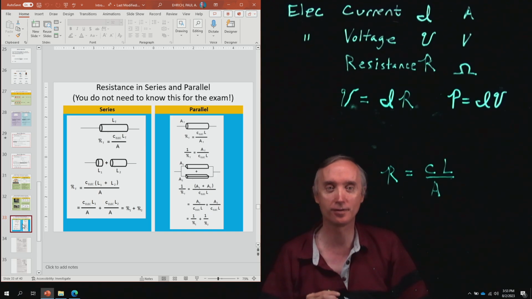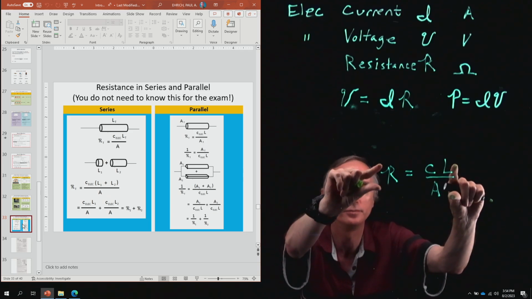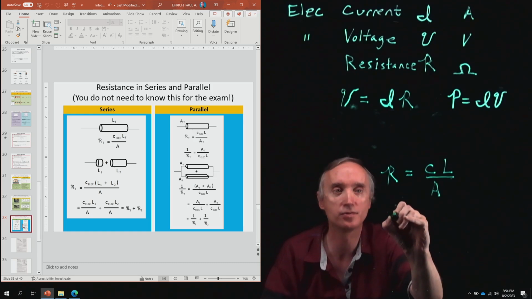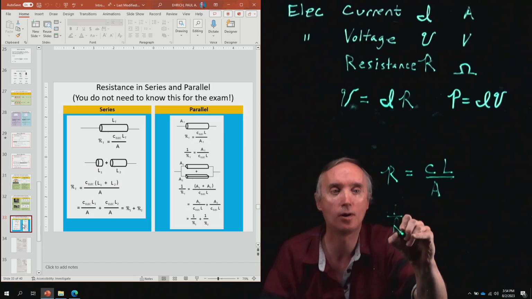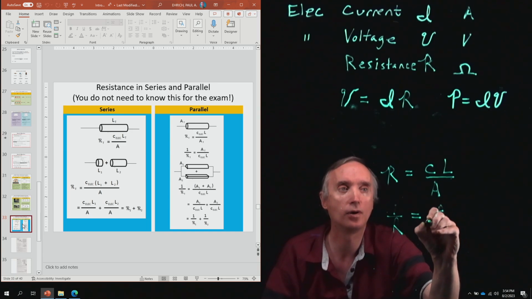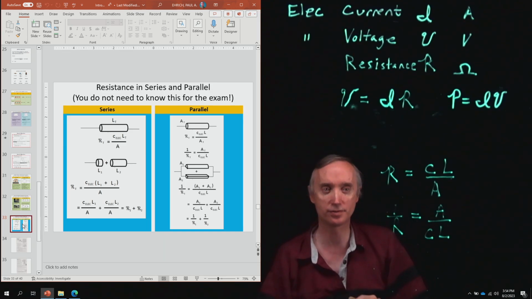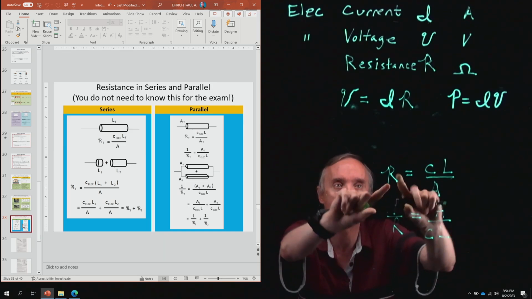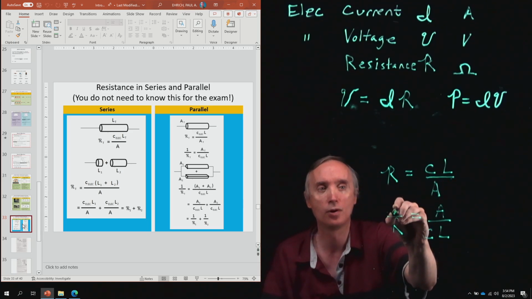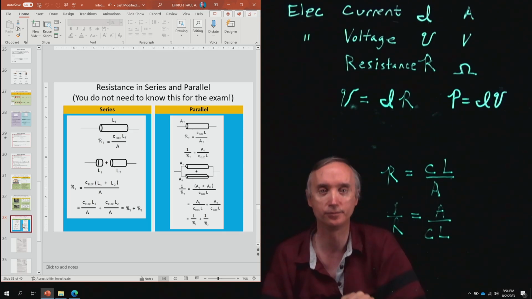Now this is where it gets kind of cool. Okay, first we're going to take this formula and flip it upside down so that this is 1 over R equals A over CL. Sorry about all that noise. So I took this formula and I flipped it upside down. So I've got 1 over R equals A over CL.